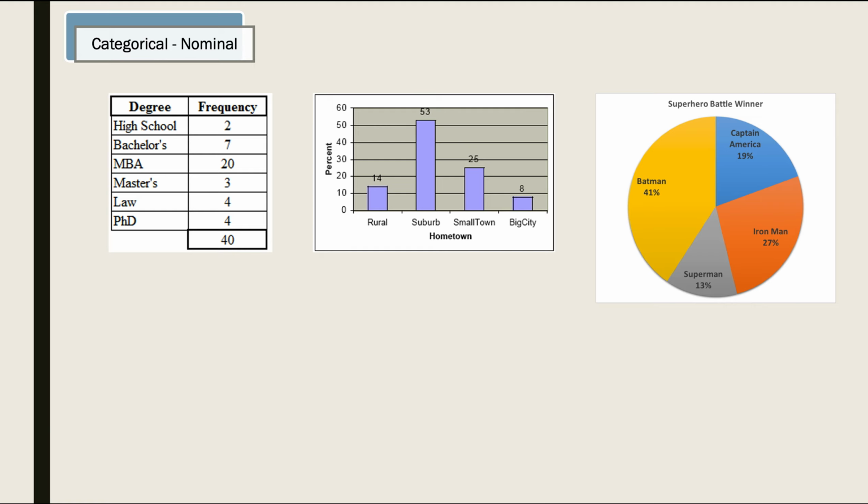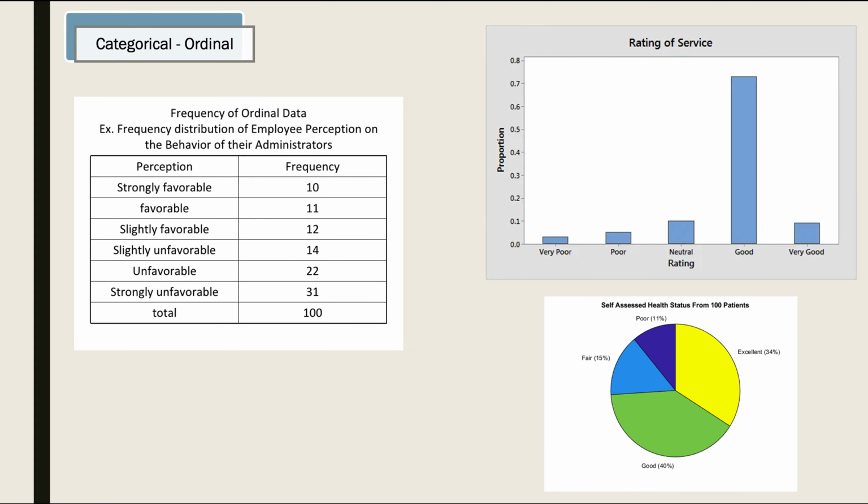Okay, in the next one we have a pie chart, and here is superhero battle winner. So they're talking about who is the winner in superheroes. So Batman, Captain America, Iron Man, Superman. So you can see again categories that don't have an implicit order.